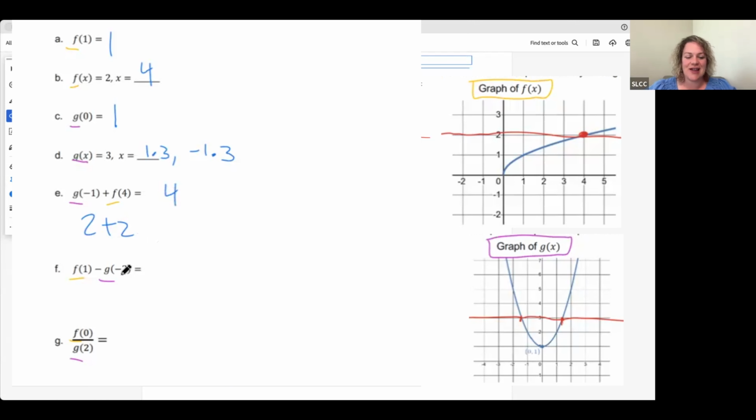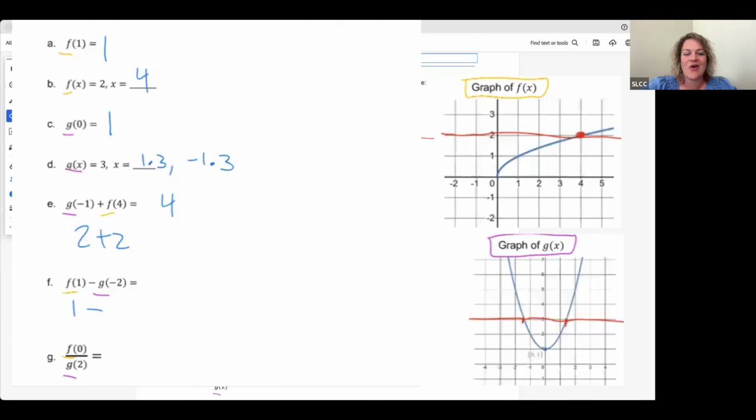All right, let's go to letter F. What is f of 1 minus g of negative 2? Notice I'm looking at f of 1, so I input 1, and the output is 1. And then I subtract g of negative 2. So I go to my g graph, and g of negative 2 corresponds to 5. So 1 minus 5 would be negative 4.